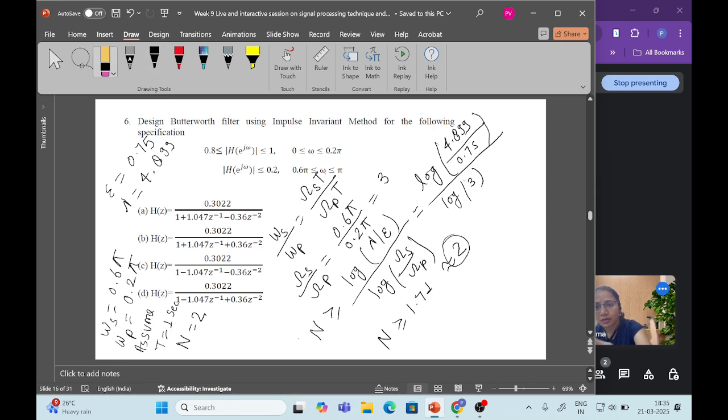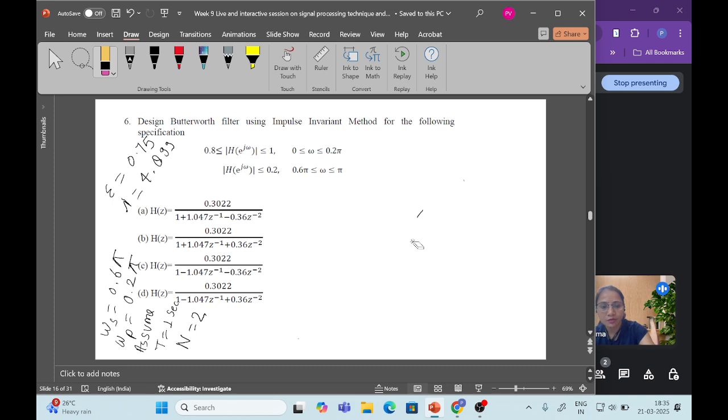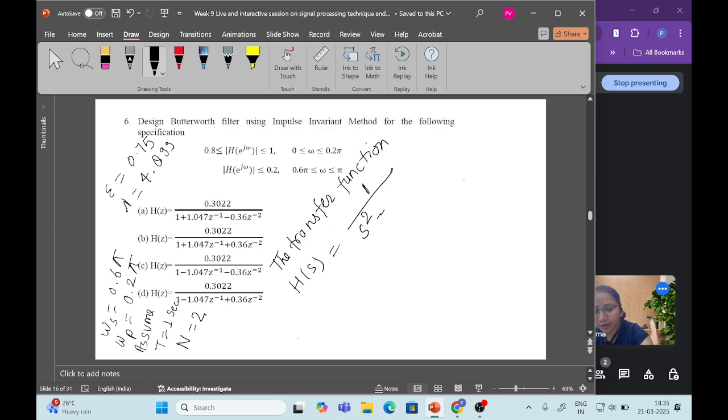So from the equations already given, what is a standard transfer function of the Butterworth filter? From here you will get the transfer function of the normalized Butterworth filter. The transfer function of Butterworth filter H(s) we can define as 1 divided by s square plus root 2 s plus 1, where the root 2 depends on the order of that filter.